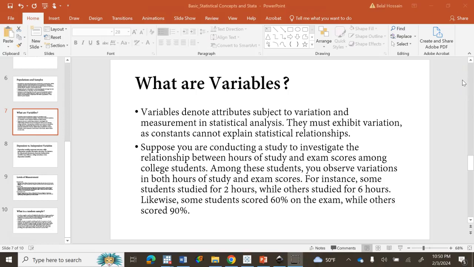Hello everyone. Today I'm going to talk about what is a variable.